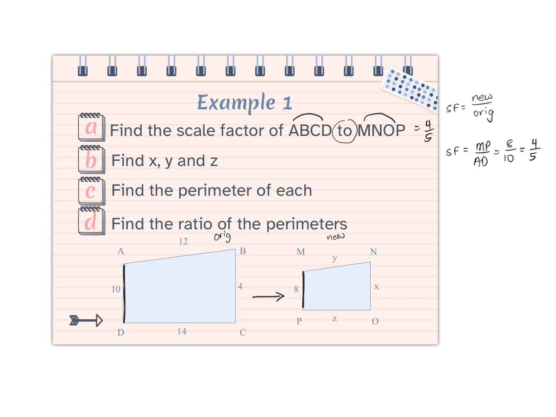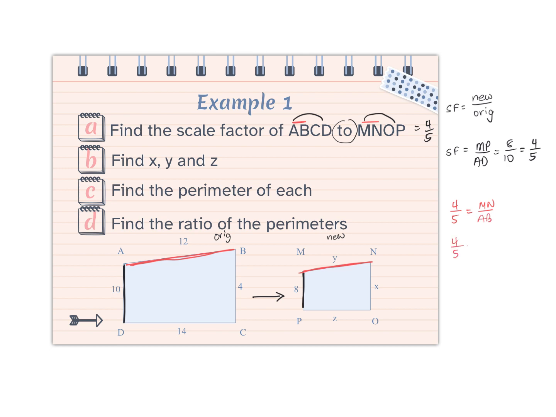Okay? Now that I know my scale factor is 4/5, well, I can use that scale factor to find all the other sides using these corresponding sides and the scale factor, and I'll show you. For example, I know that side AB goes with side MN. So AB is here, and it corresponds with side MN. So I know that this scale factor, 4/5, is going to be the same scale factor for MN over AB.